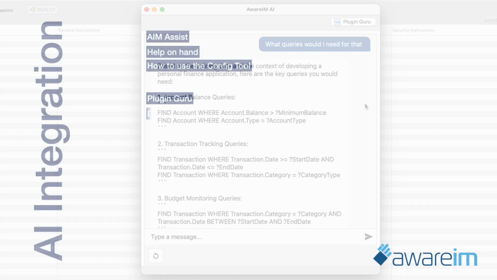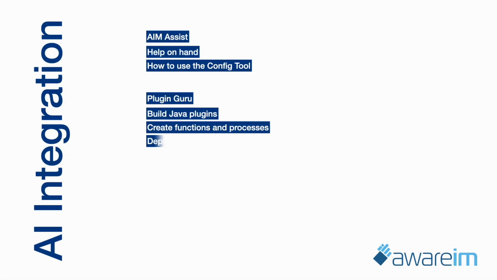A second powerful AI tool we've integrated into version 10 of AwareIM is Plugin Guru. This tool can write Java code for custom processes and custom functions. So all you need to do is tell the Plugin Guru what you want, and it will generate the code in minutes. It can even automatically deploy the code for you, so now you don't need to worry about Java tools at all.